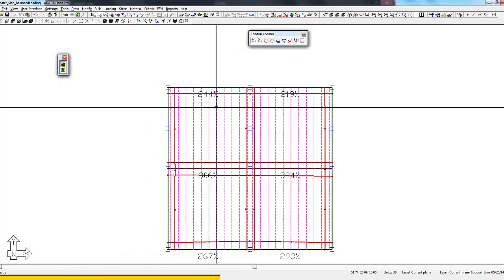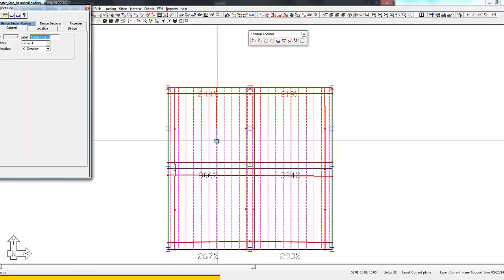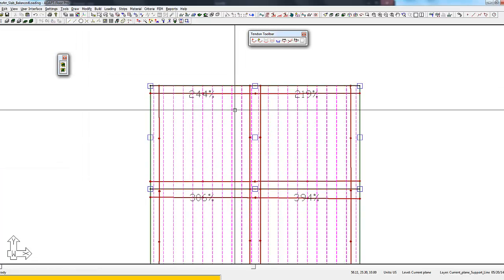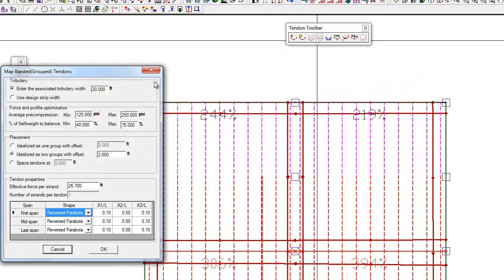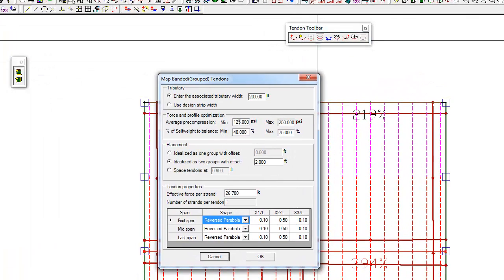determine a starting point. So for example, if I open up this design strip and I map tendons to that strip, here we can enter a percent self-weight to balance greater than 100. It might be 200, 300% because we're having to account for all the load above that tendon.